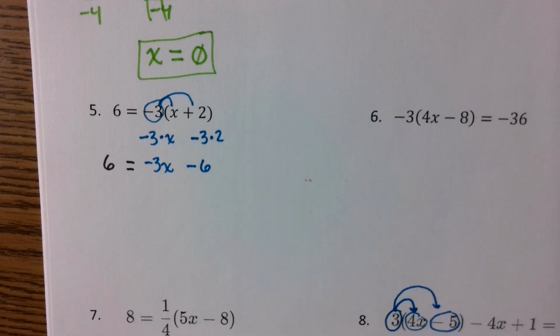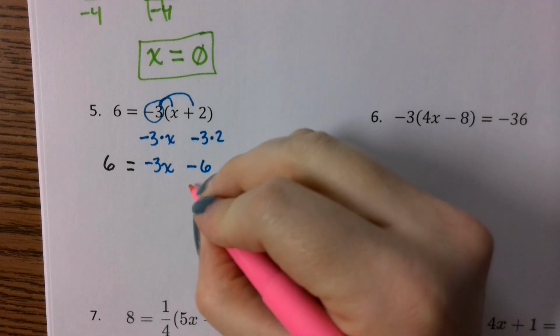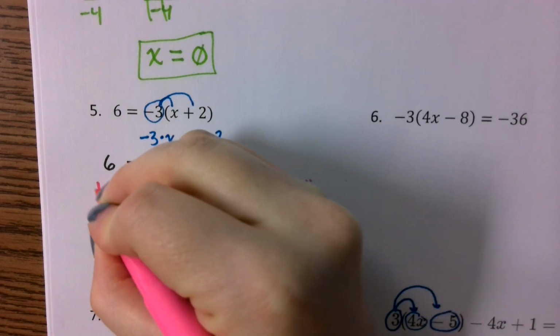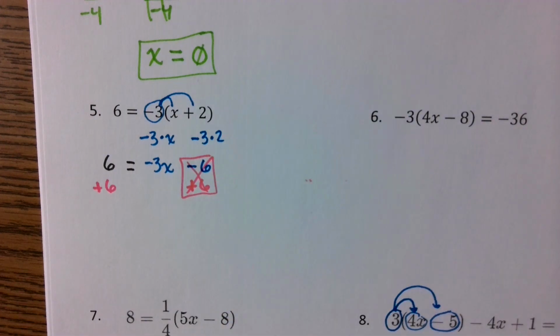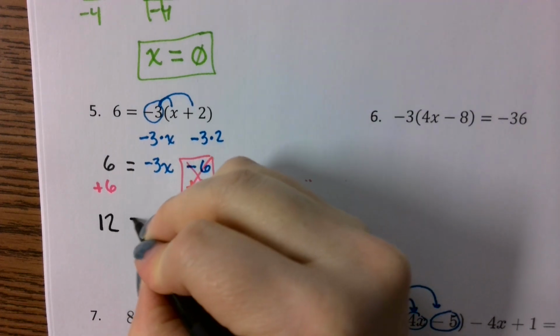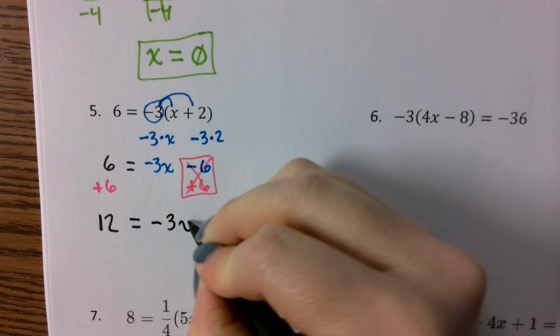We're looking for just the constant. Which number up there is just the constant? Add 6. There you go. We're going to add 6 to both sides. That's going to give us a positive 12 is now equal to a negative 3x.